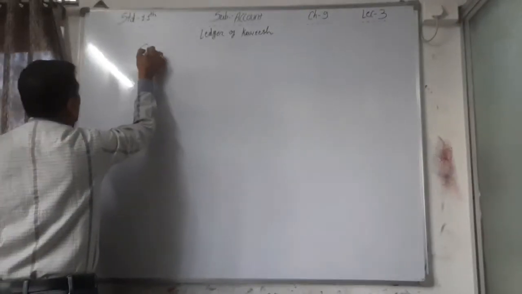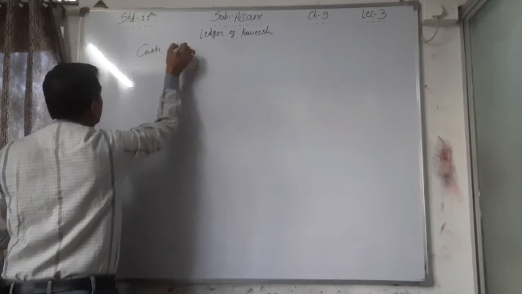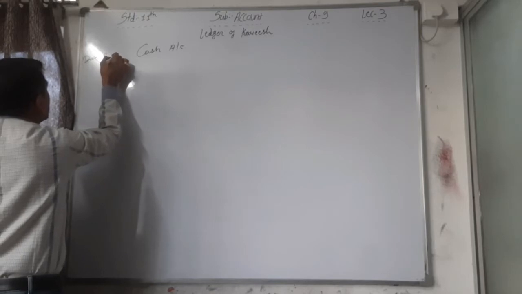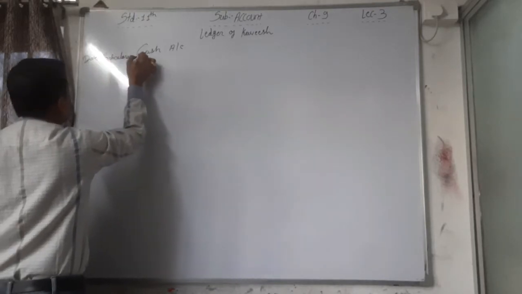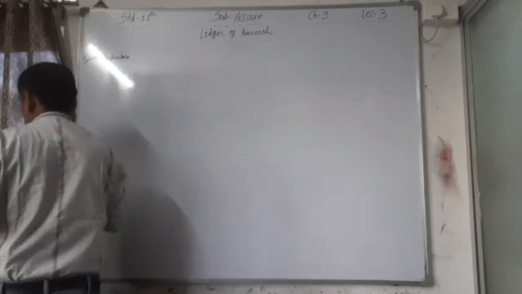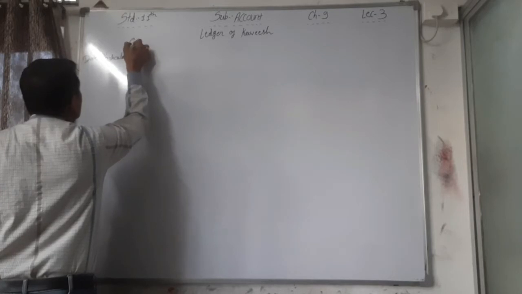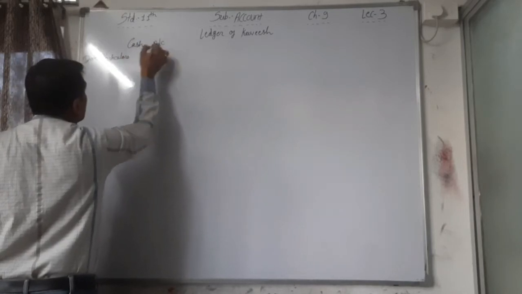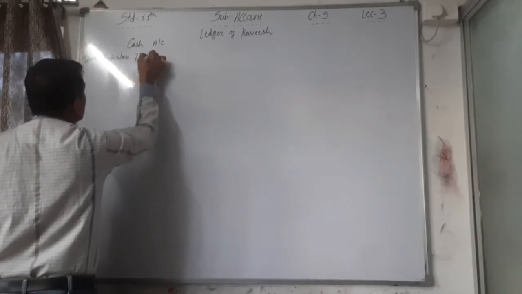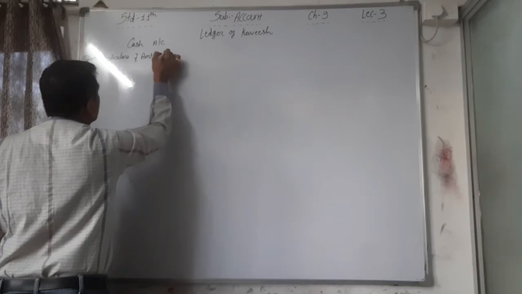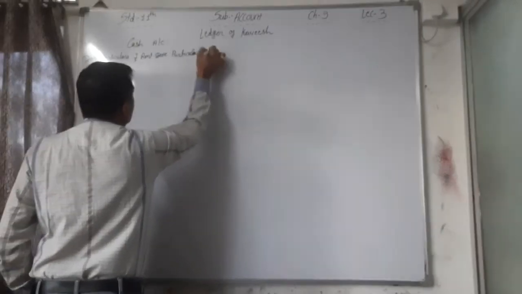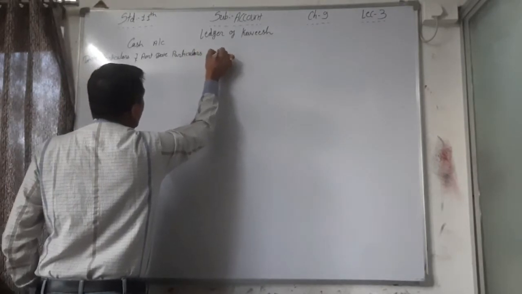Now the cash account. Date, particulars, JF, amount, date, particulars, JF and amount.